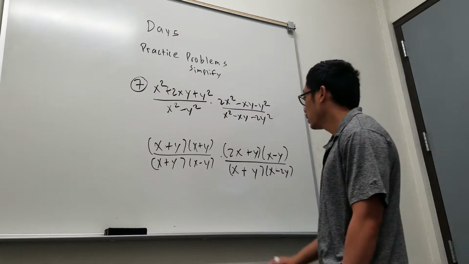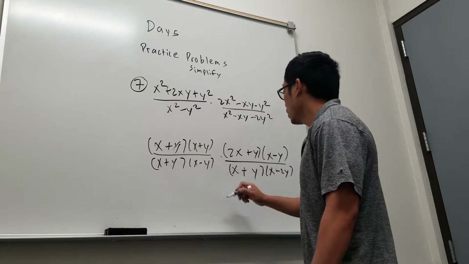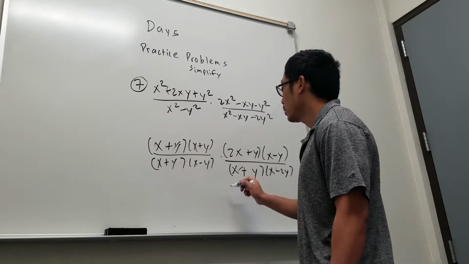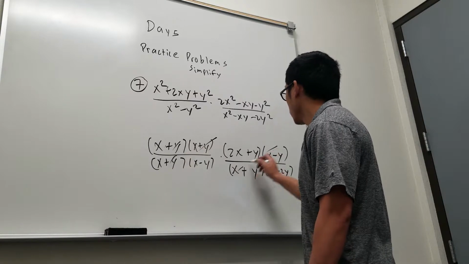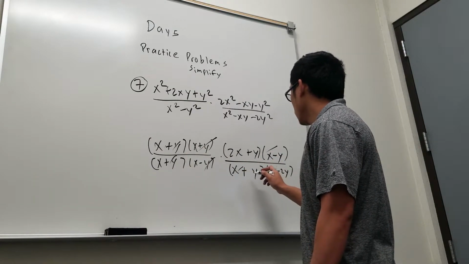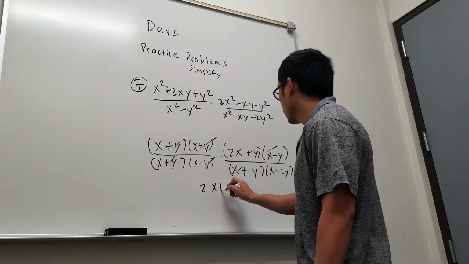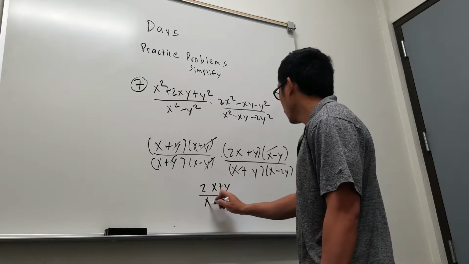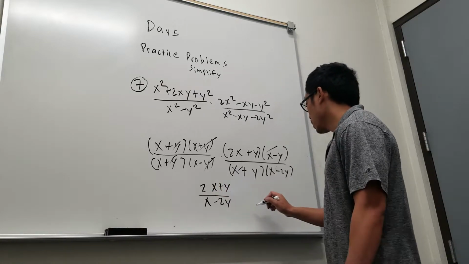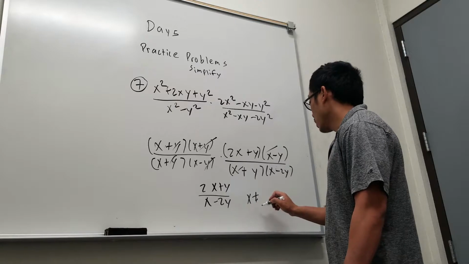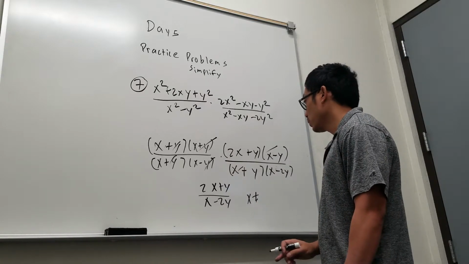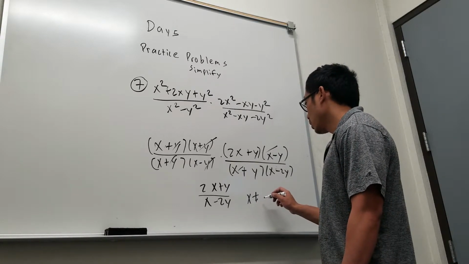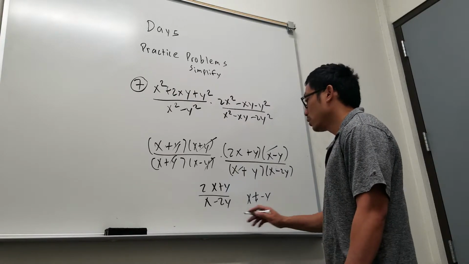Now we simplify. This one will cancel with that one, or this one or that one, it doesn't matter. This one, this one, this one, this one. And then this just has 2x plus y left, and x minus 2y. So in this case we can say x cannot equal negative. Oh, look at this one, be careful. So x cannot equal y, negative y. So how did I know that?